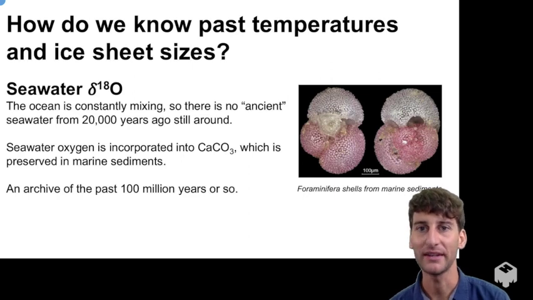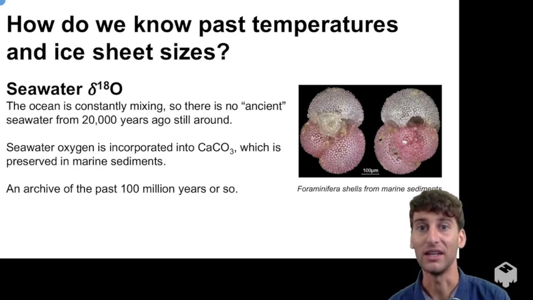So even though we expect that the ocean water becomes isotopically heavier in the past, we still have a problem. And that's that there's no ancient seawater still around. The ocean is constantly mixing, and the water in the ocean today is basically the same water that was in the ocean in the past. And now that the ice sheets are melted, all that 16O that was locked away is returned to the ocean. So we can't really measure delta 18O from 20,000 years ago.